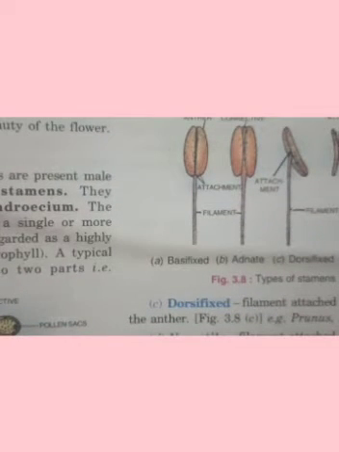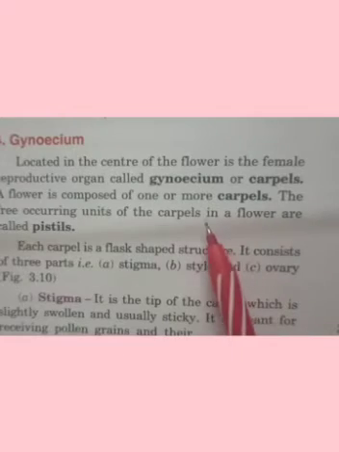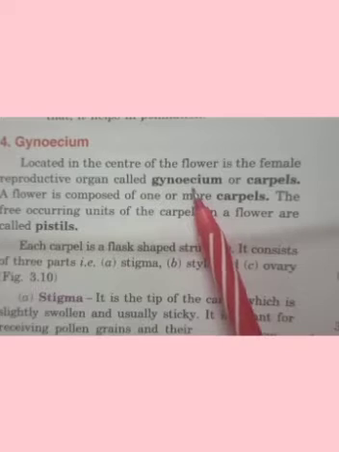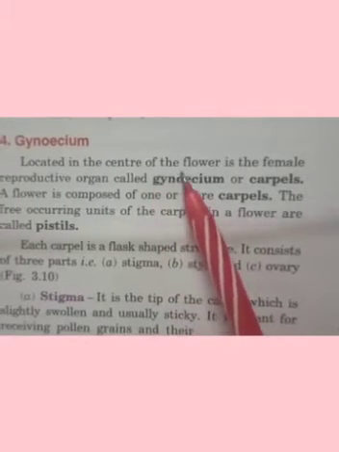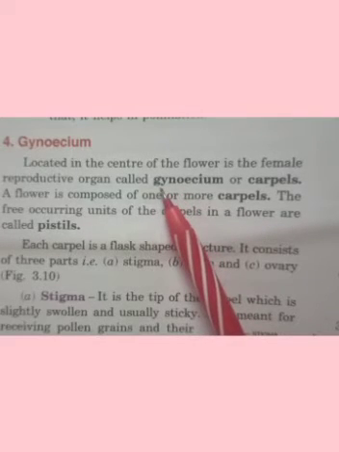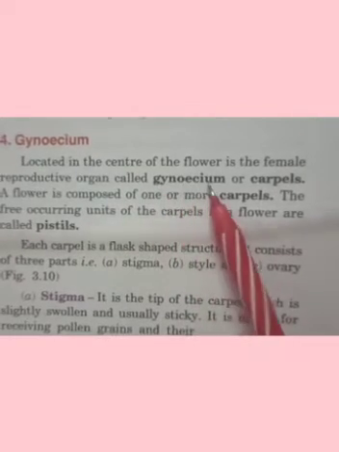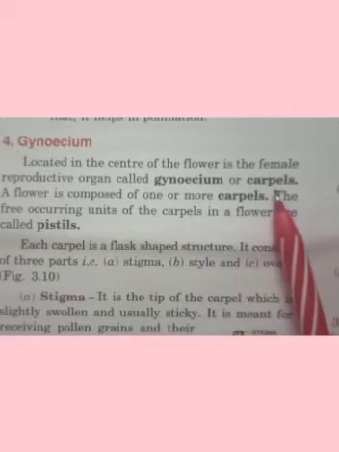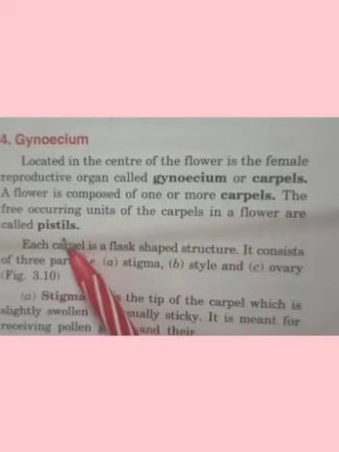Now, next come to your gynoecium. Gynoecium is your what? It is located in the center of the flower, and it is the female reproductive organ, right? And it is also called what? Carpels. Each carpel, sometimes it is also called what?